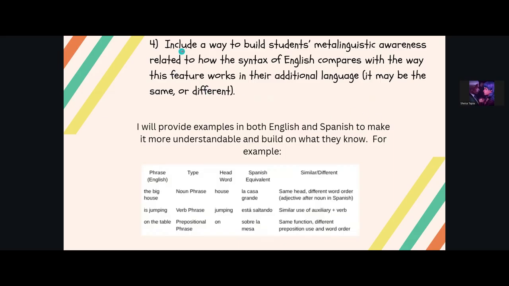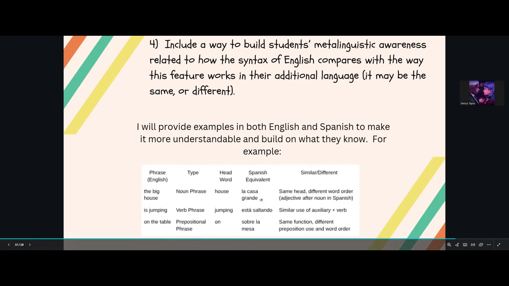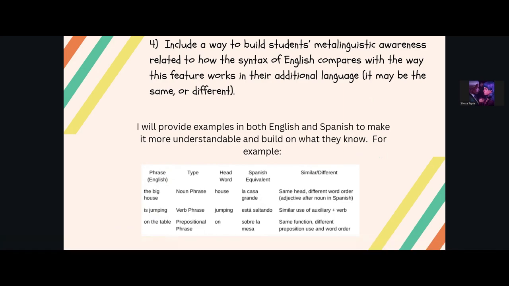All right, to continue, include a way to build students' meta-linguistic awareness. In this case, it will be related to their native language, which will be Spanish, and then English, which is what they're learning. So I will provide examples in both English and Spanish to make it more understandable and build on what they know. This would obviously be before they do the hands-on activities. I would show a chart like this, followed by another slide with examples of an English sentence. Together, we would group them and identify what specific phrase it is, but then I would show the equivalent of it in Spanish so they can see how it's the same sentence and how we can do the same thing in Spanish and how it will look.